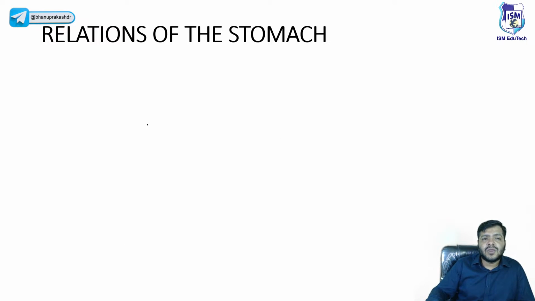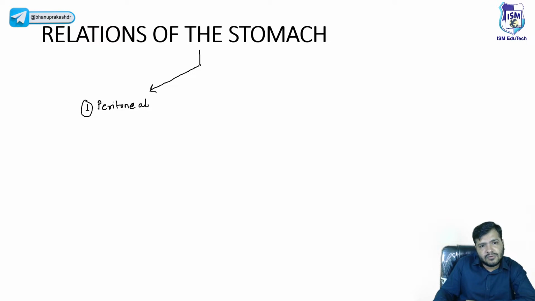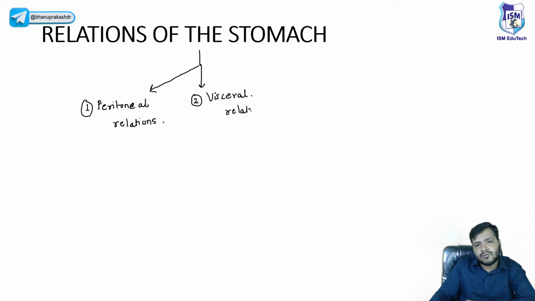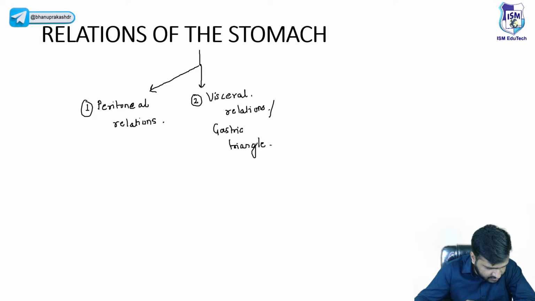Very good, beta. Now coming on to the relations of the stomach. I will be discussing it in three categories. First, the very easy one, the peritoneal relations. Then we have the visceral relations, visceral meaning internal relations. And in the visceral relations I will discuss the gastric triangle and the importance of this gastric triangle.